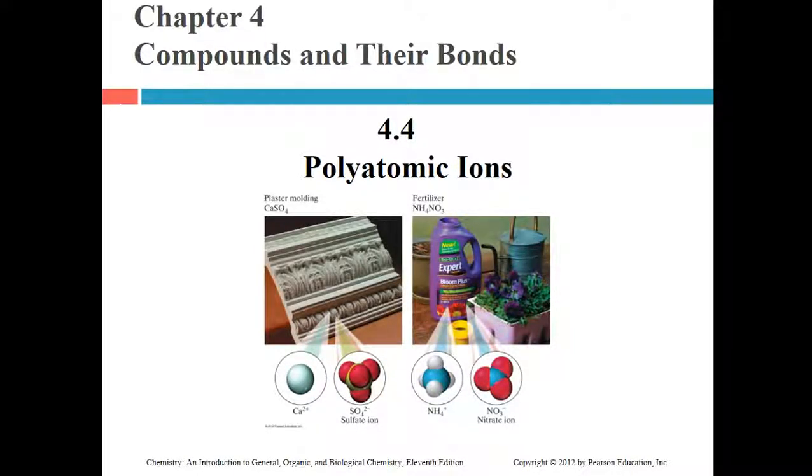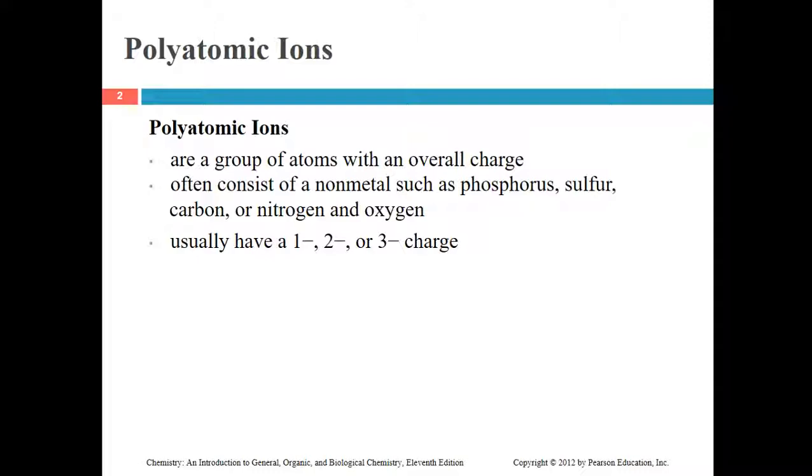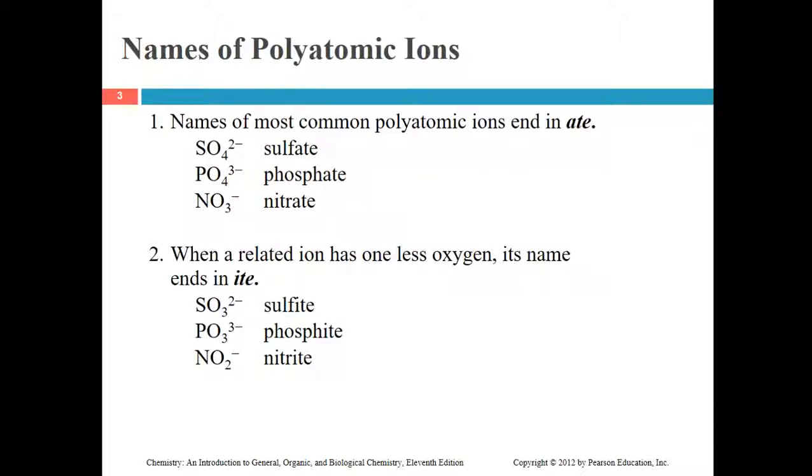4.4 Polyatomic ions. Polyatomic ions are a group of atoms that have an overall charge. That's why it's called an ion. They often consist of a nonmetal like phosphorus, sulfur, carbon or nitrogen, and oxygen. And they usually have a -1, -2, or a -3 charge.